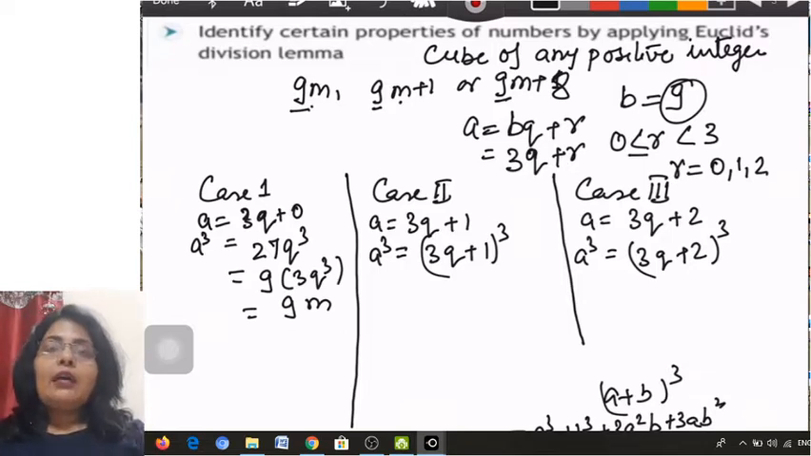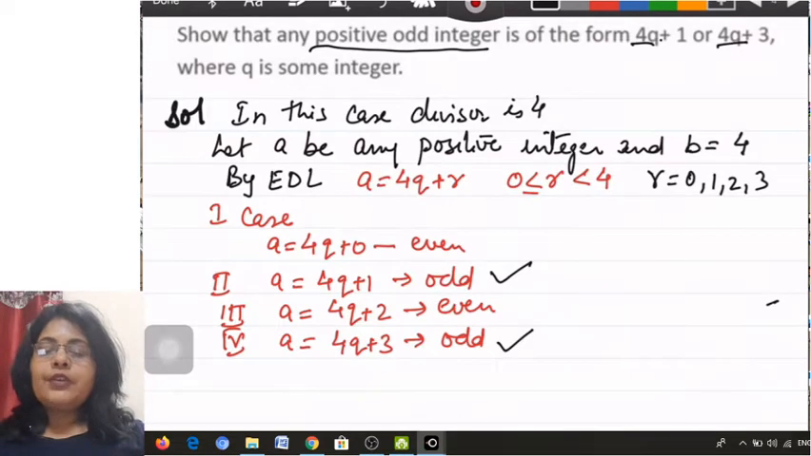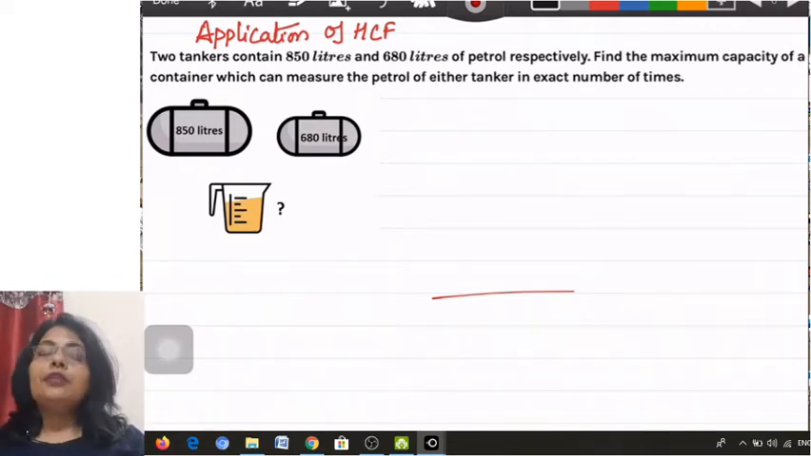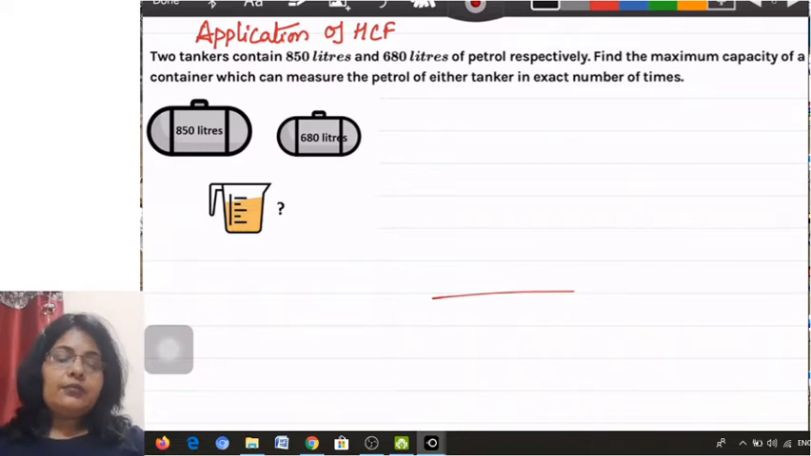Now this was one concept which I wanted to tell you. I hope everyone has understood this concept. Now there is one other concept which I am going to discuss with you, which is the application of HCF. The question is written here.